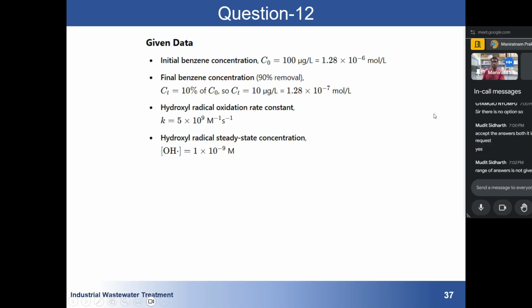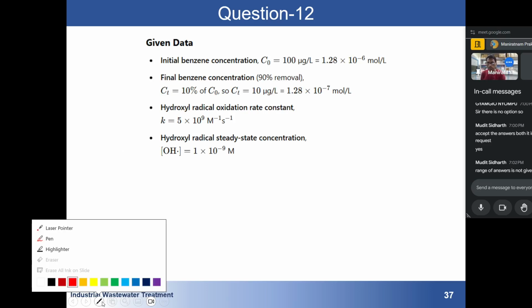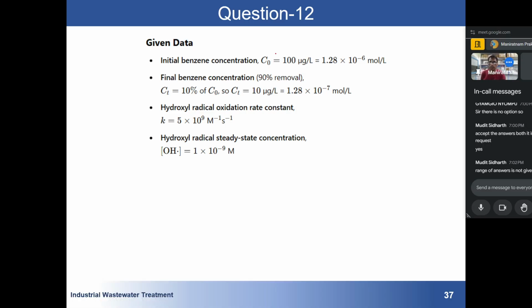Okay, so here it is. See, here it is written. Every given data is here. Initial benzene concentration is this. Final benzene concentration, we have converted into mole. Can anyone say what is the molecular weight of benzene?